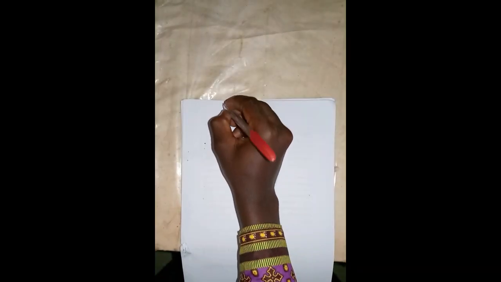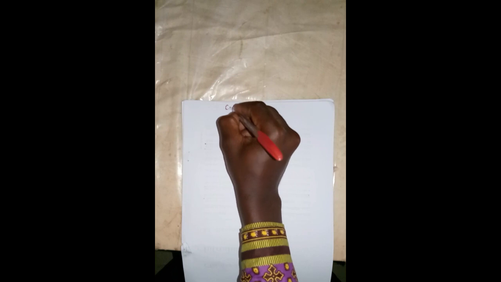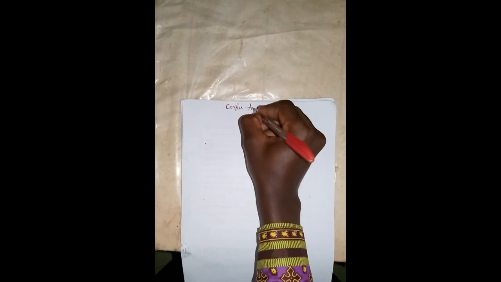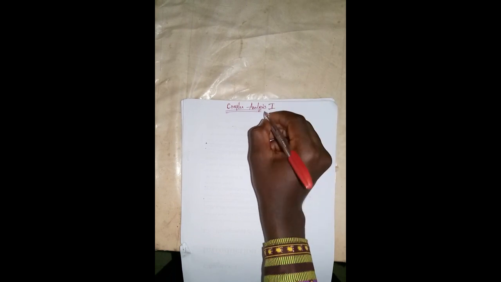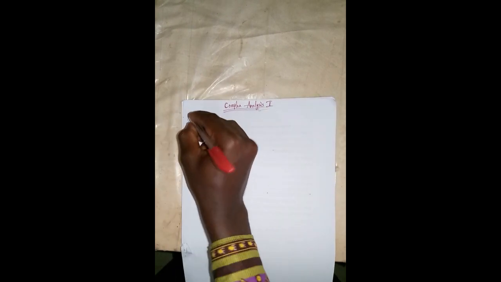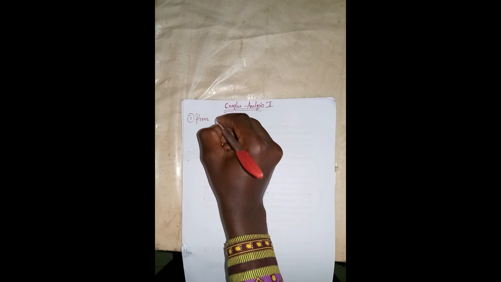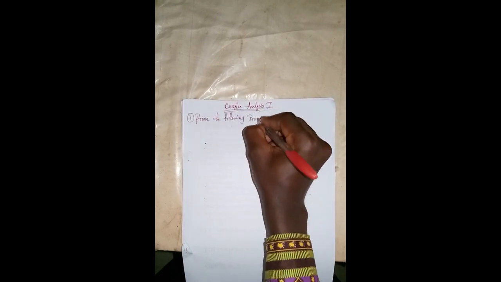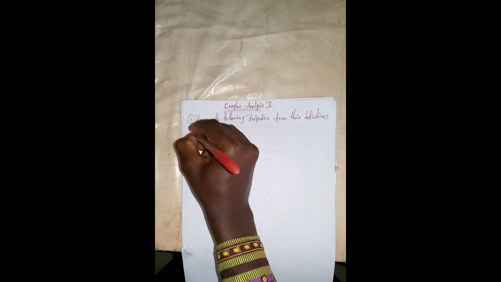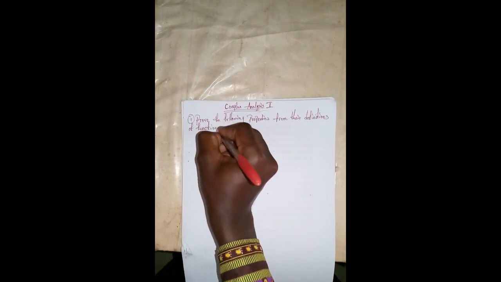Hello guys, in today's video we'll be looking at some examples, or should I say some exercises, in complex analysis, beginner complex analysis. The first question we'll be looking at is proving the following properties from the definitions of functions. Now this is very easy to approach.